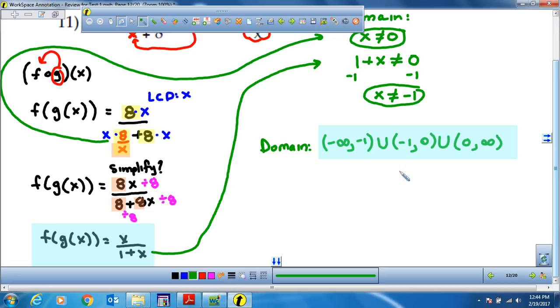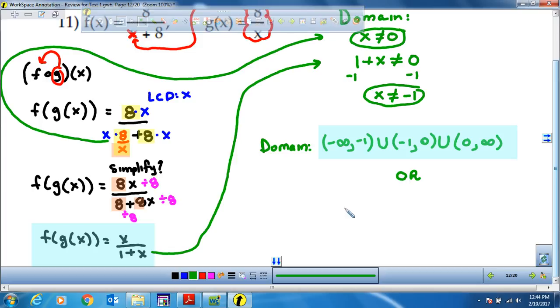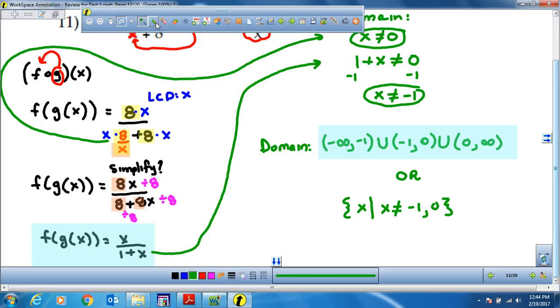If you write the domain in set notation, which again, we don't use very much, but sometimes we use it, remember there's only 3 symbols that we can use for the set notation: greater than, less than, or not equal to. In this case, we're using the not equal to symbol right here. So we're going to write it as the set of all x such that x is not equal to -1 or 0. That would be the domain in set notation.